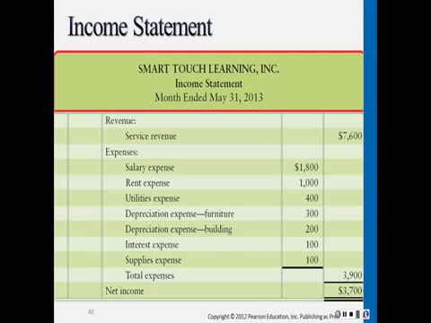All financial statements should have a heading that includes the name of the company, the name of the statement, and the time period it covers. I like to use who, what, when. Expenses should be listed largest to smallest. Net income is computed by subtracting the total expenses from the revenue.